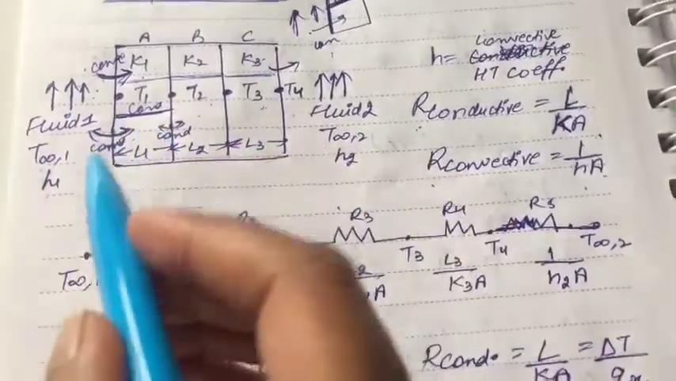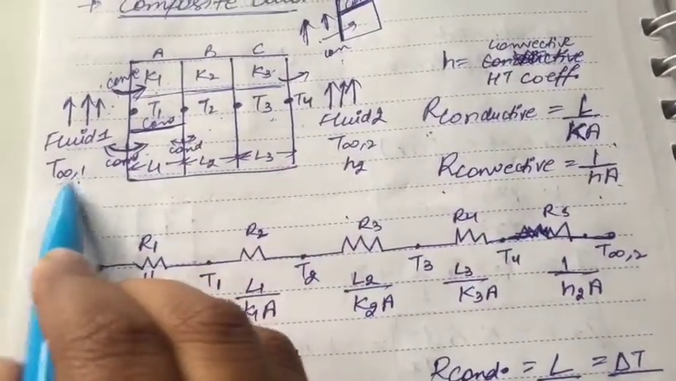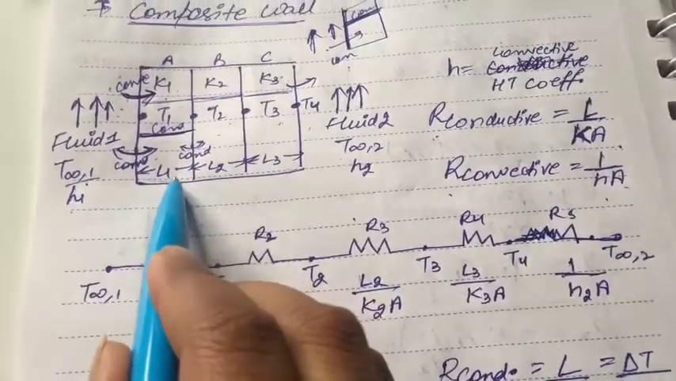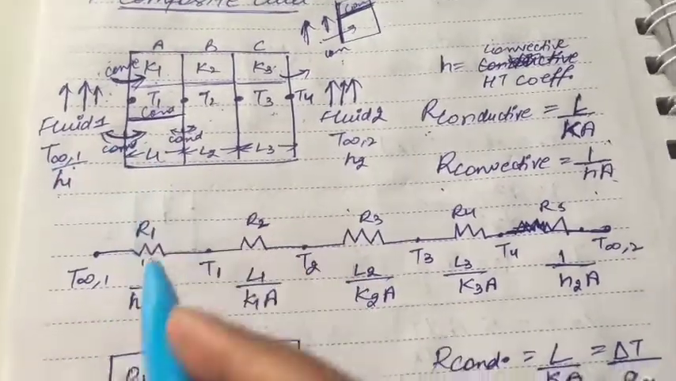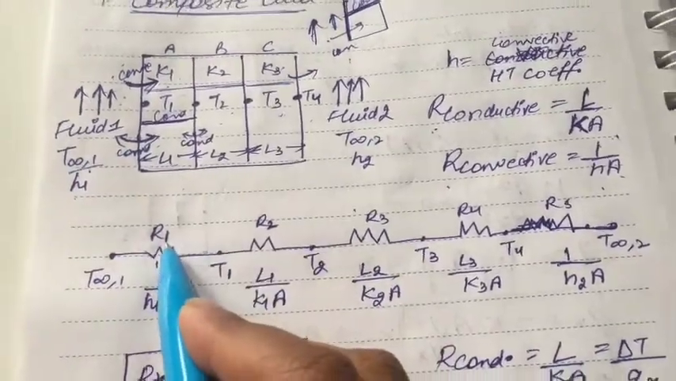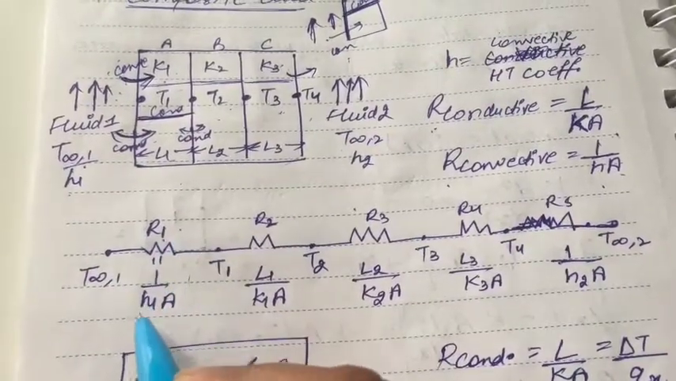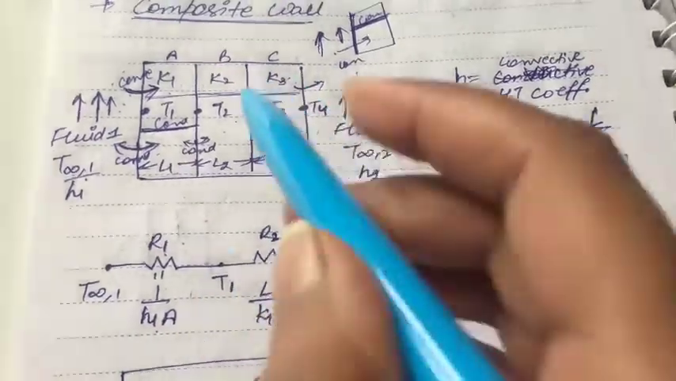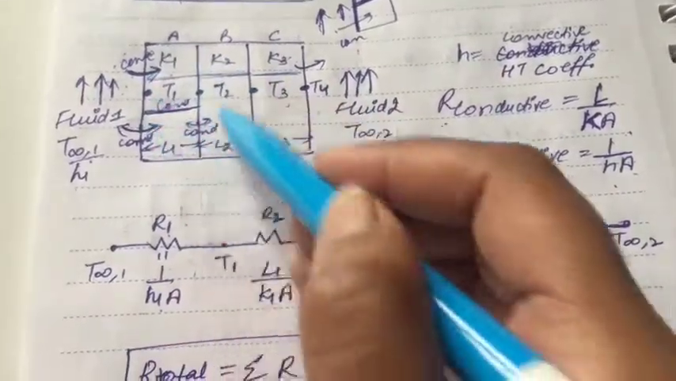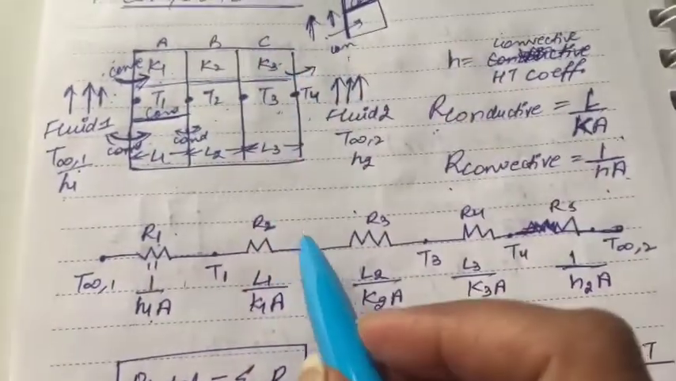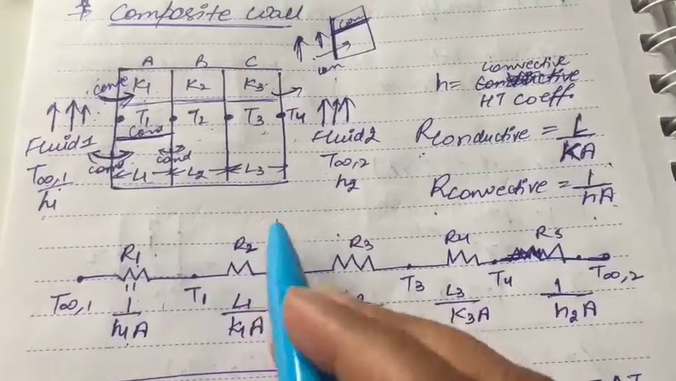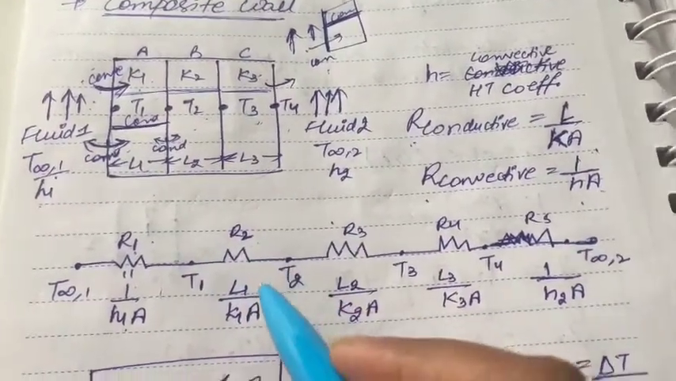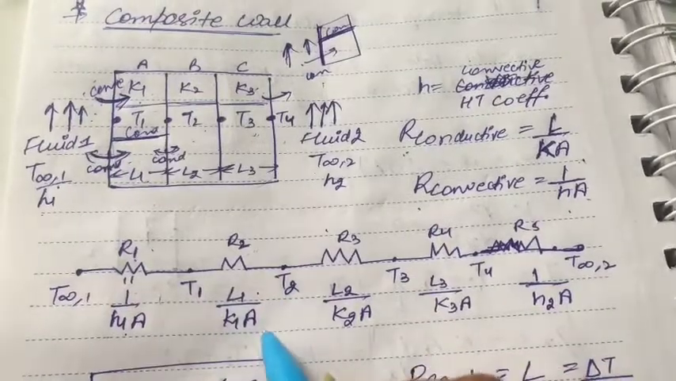So from temperature T infinity 1 to temperature T1, what we are having is convection, which is noted as R1. So convective resistance would be 1 by H1A. Then for slab A, in between the slab A, we have R2, conductive resistance, L1 by K1A.